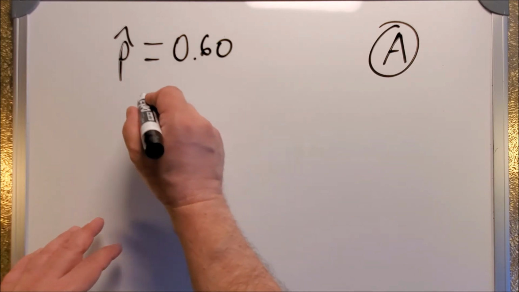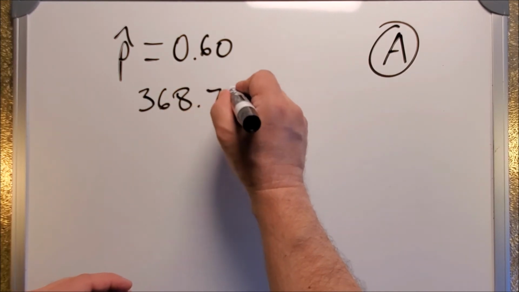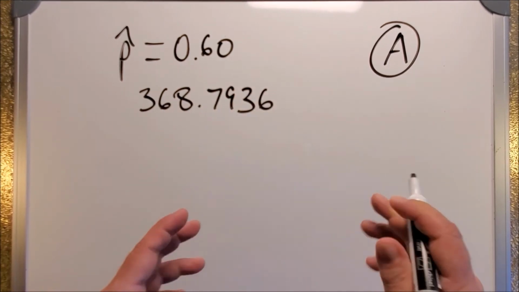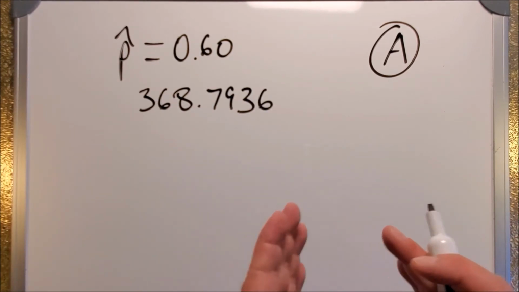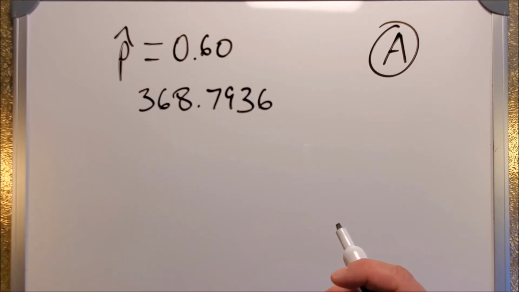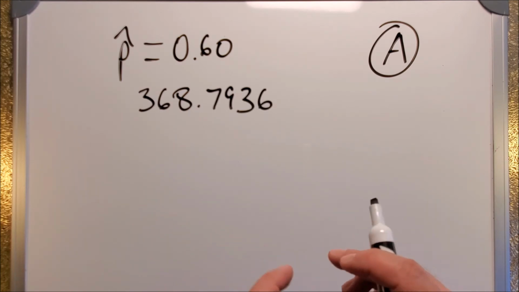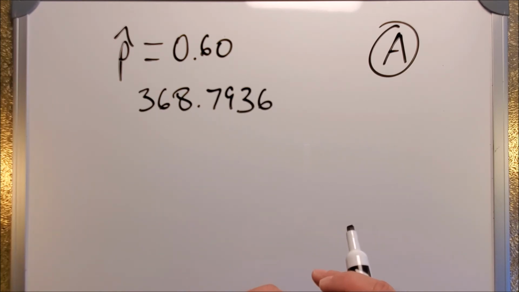368.796. Now, I'm not going to cover it in this video, but you can do sample size calculations where you calculate the size of the sample that you need in order to achieve a certain level of precision in your confidence interval. We're going to talk about precision versus your sample size pretty soon in this video. But I did the calculation. It turns out we need about 368.7936 people in our sample.